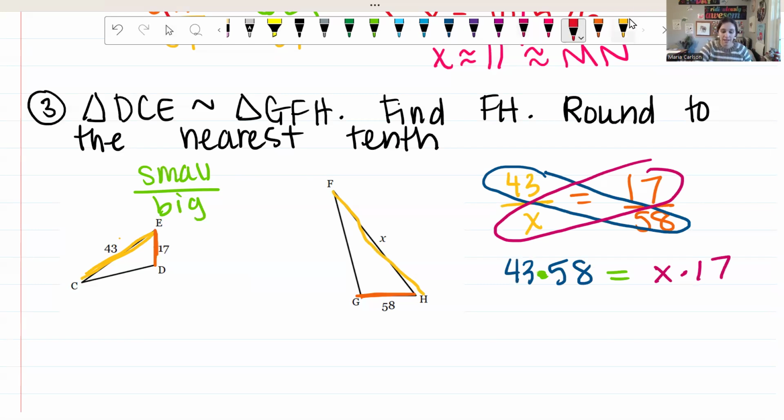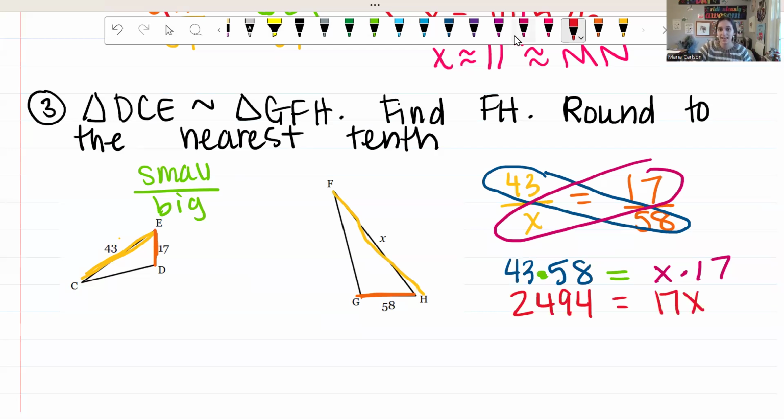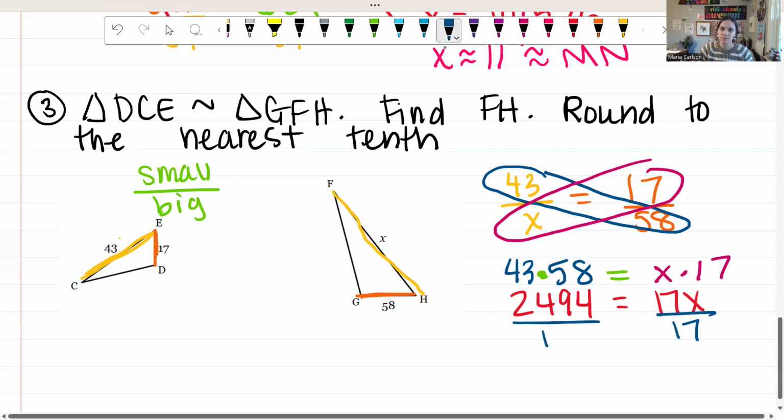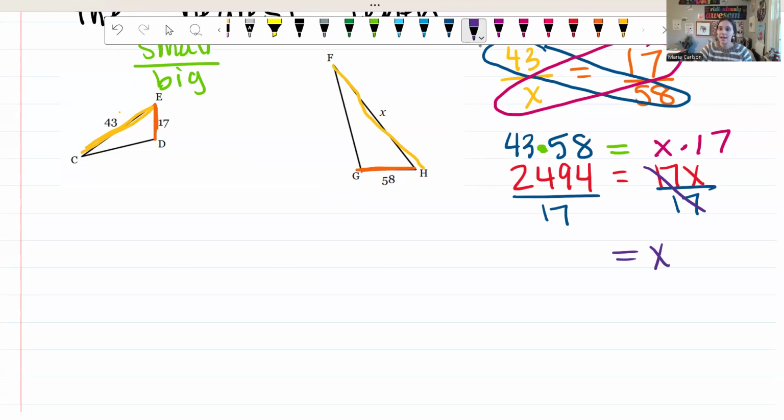Now, 43 times 58 is going to be 2,494, and that is equal to X times 17, which is 17X. So to figure out what this side length X is, I can divide both sides by this 17. When we divide both sides by 17, they will cancel on the right, telling us that X, which remember was just FH, is going to be 146.705 dot dot dot.